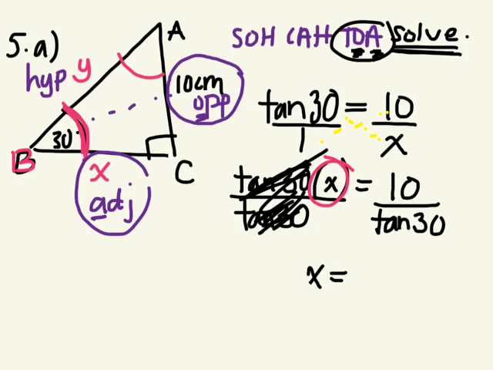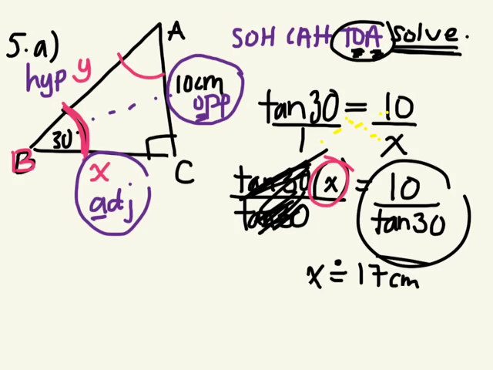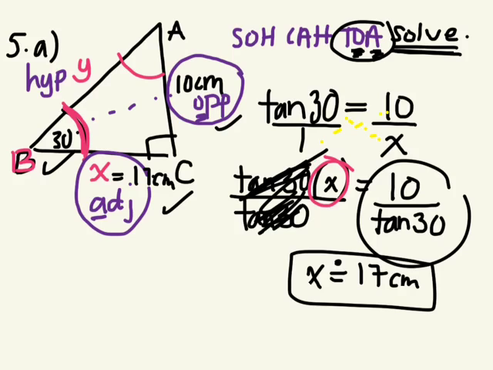And now we need to do this on the calculator. 10 divided by tan 30. Let's round it to the nearest centimeter. X is equal to 17 centimeters. But the question said solve the triangle. We have one angle and two side lengths.